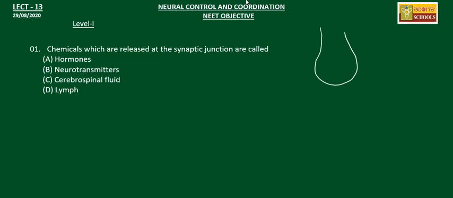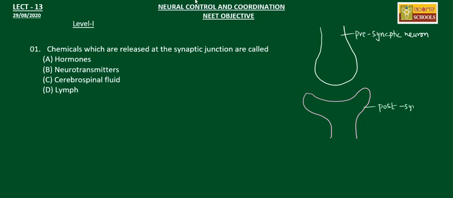So this is the synaptic knob of the presynaptic neuron, and in connection to this is the postsynaptic neuron. These two neurons are separated by a small gap. That is called the synaptic cleft.